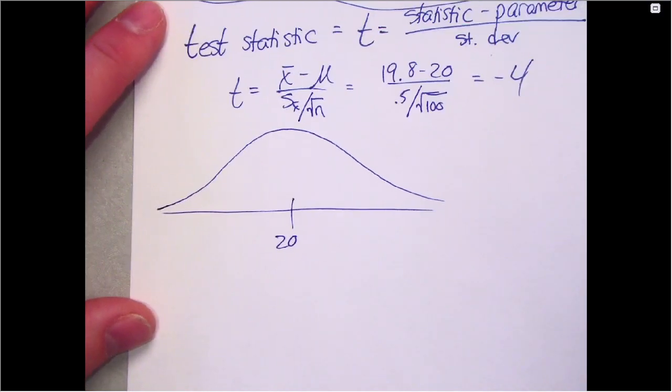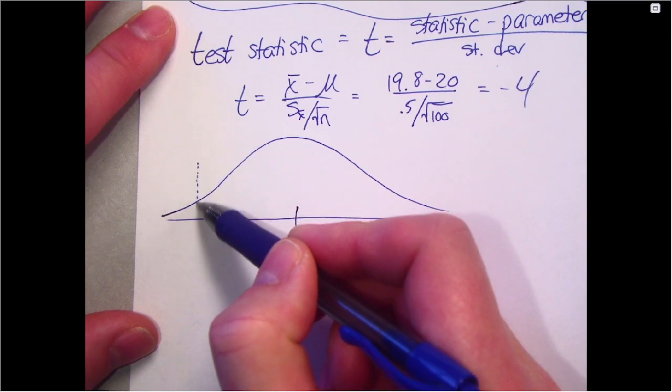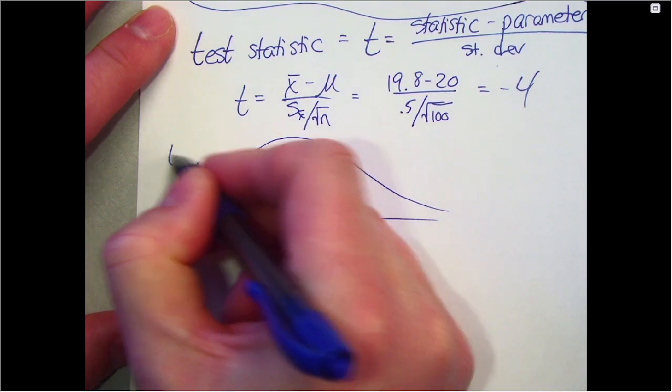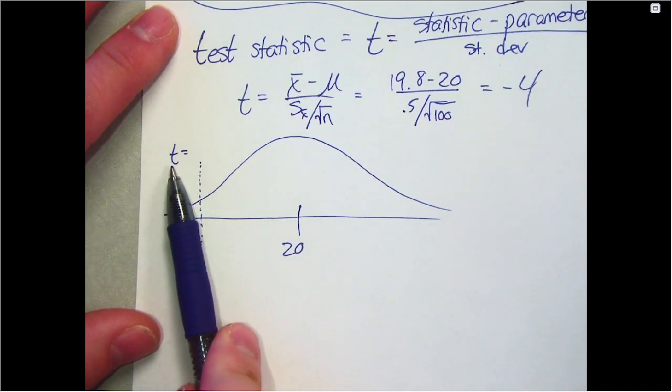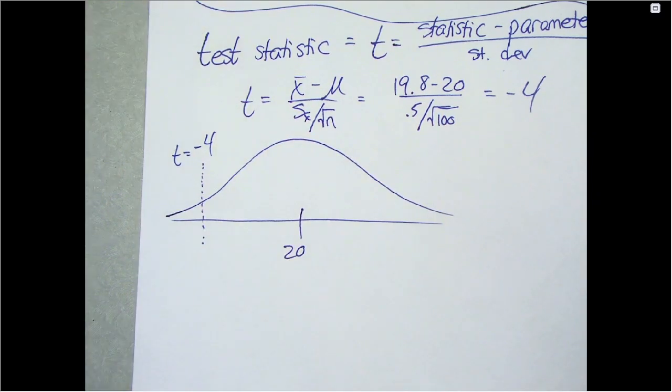So mu, 20, is in the middle. I got 19.8. My t, we used to write z equals whatever. Now we're just going to put t equals whatever, so t is -4. Am I going to be shading to the left or to the right?